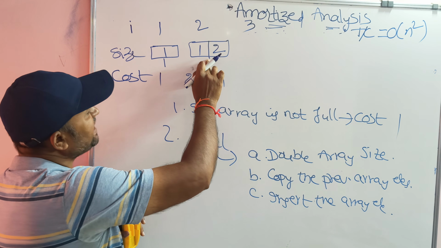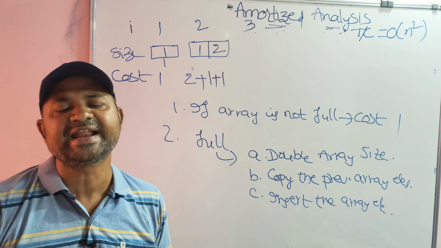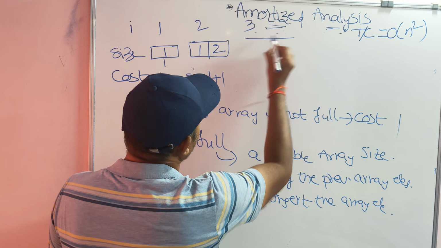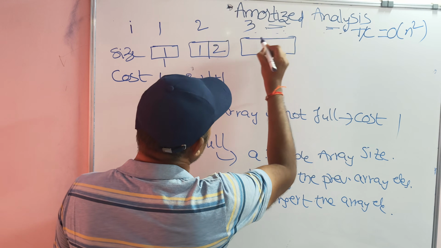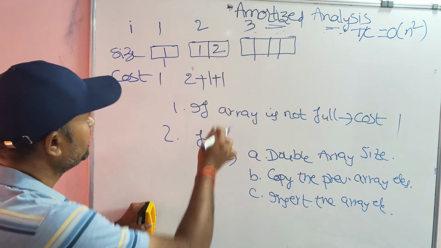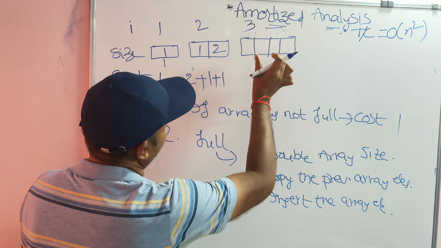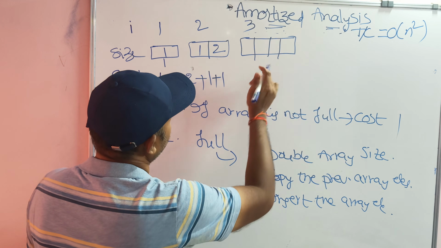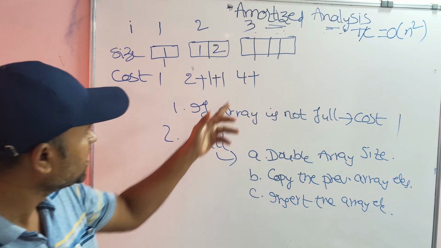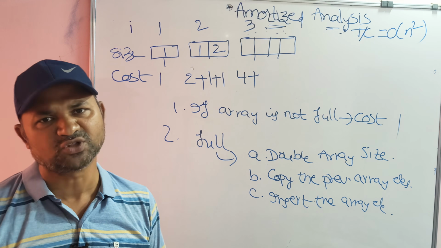Here previously the array is full. If the array is full, then we have to double the array size. Now the array size will become, previously it is 2, now it will become 4. What is the cost? Here we can insert 4 elements. We have 4 empty cells. So the cost is 4.